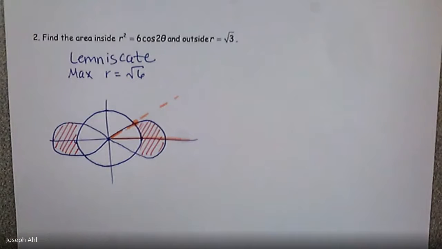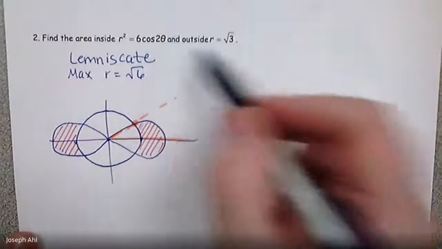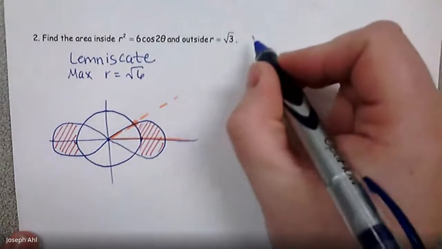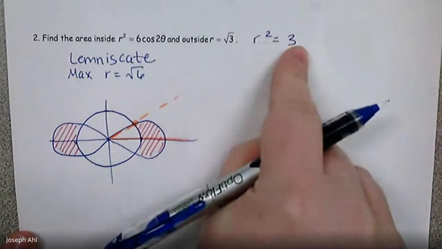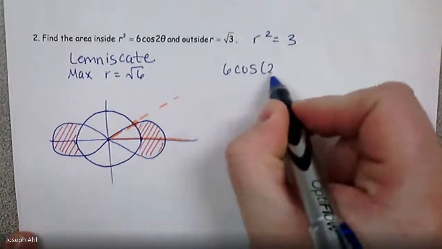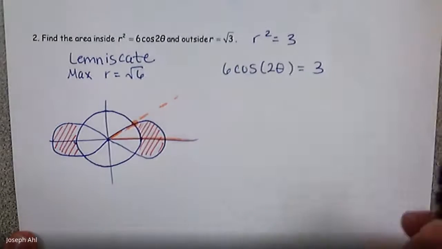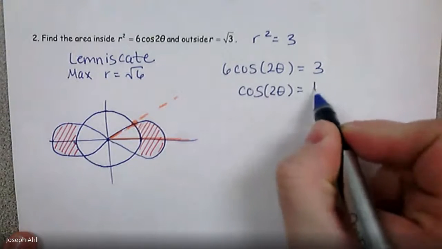So let's go ahead and figure out what that is by finding the intersection of r squared equals 6 cos 2 theta and r equals radical 3. Really quickly, why don't I square both sides here to get r squared equals 3. When we set them equal, 6 cos of 2 theta is going to equal 3. And therefore, cos 2 theta equals 1/2.